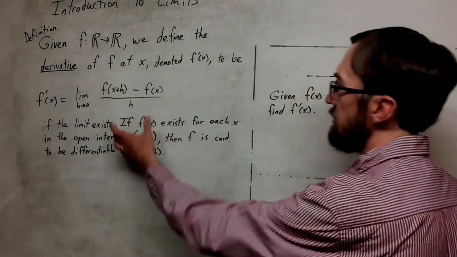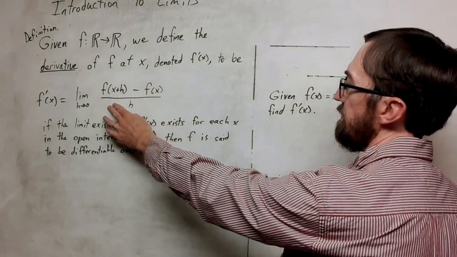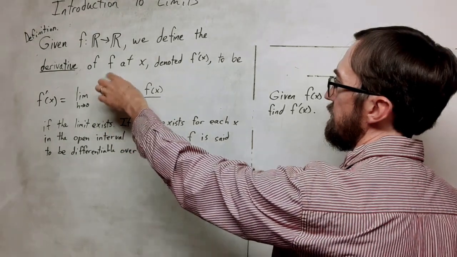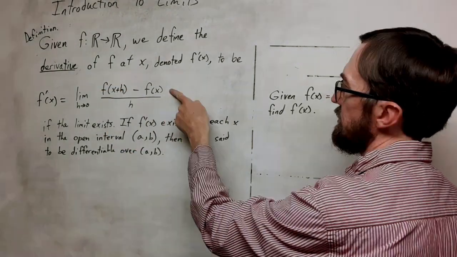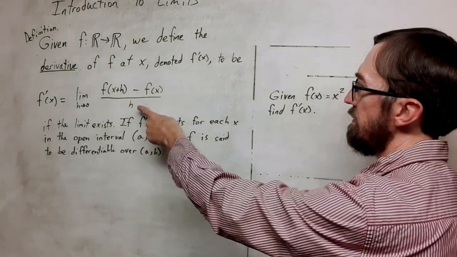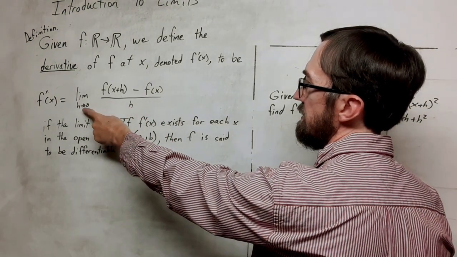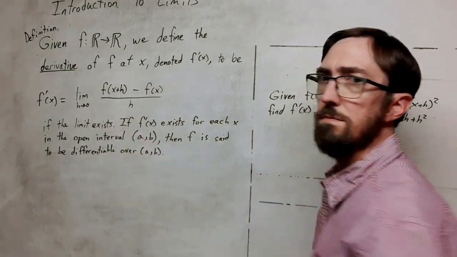So in our example formula over here, that's a part of our definition, we're plugging that in for the first part of the numerator here, and then we're subtracting f of x, which was our given function, and then dividing by h, and then taking the limit as h approaches 0.